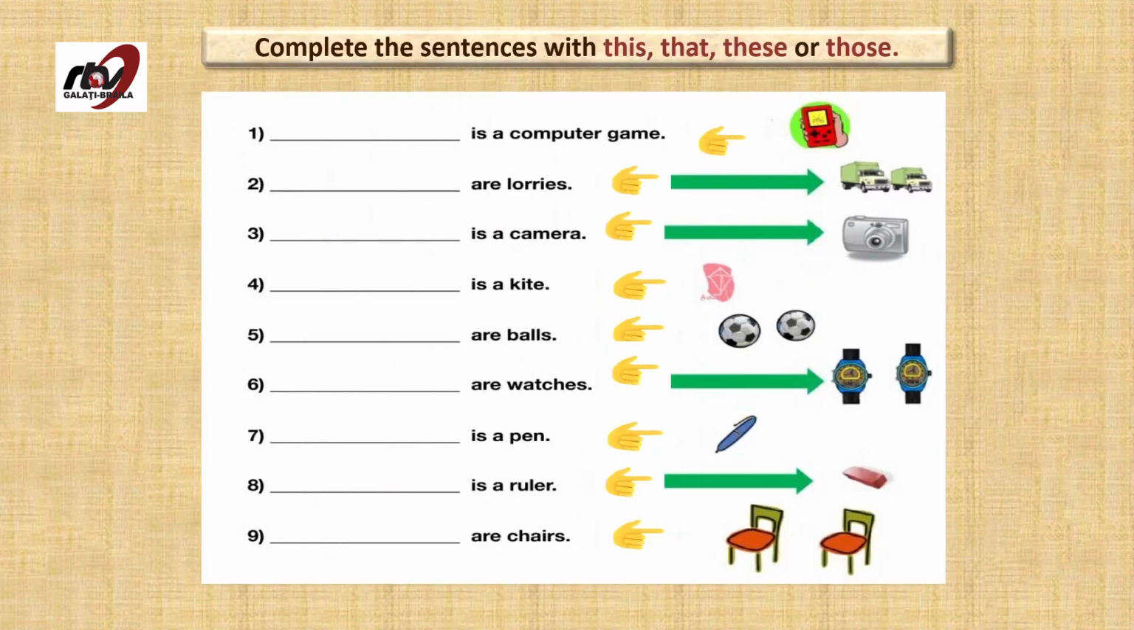Let's try to practice it. Let's complete the sentences with this, that, these, and those. This is a computer game. Those are lorries. That is a camera. This is a kite. These are balls. Those are watches. This is a pen. That is a ruler. And these are chairs.